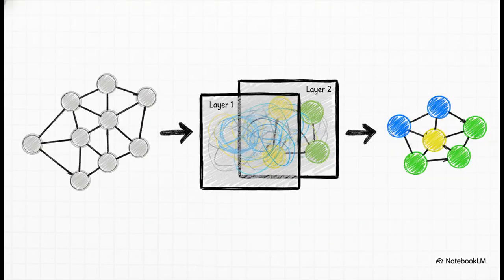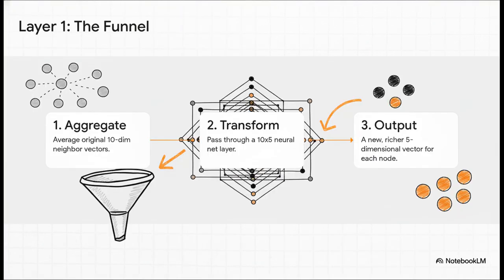Okay, but what if one layer isn't enough? What if we need to spot more subtle, more complex patterns? Well, just like you do in regular deep learning, we can just stack them. We can build a deeper model with a two-layer GCN. Now, this first layer isn't trying to make the final call. Its job is different. It does the same first step. It aggregates the original 10-number vectors from its neighbors. But then, when it transforms them, it passes them through a neural net that squishes them down into a new, smarter 5-number vector. So this first layer is kind of like a smart filter.